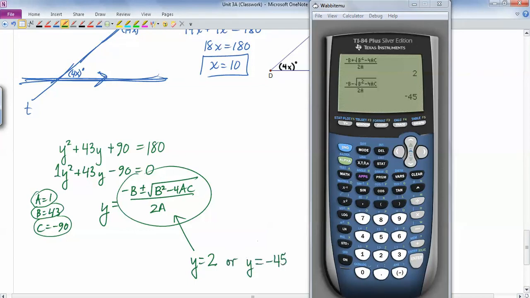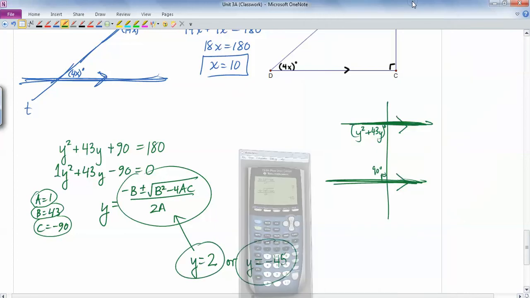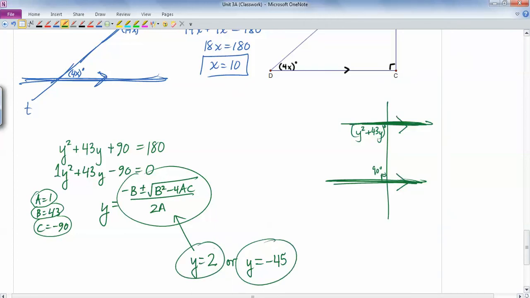Now the mistake a lot of students think is, that's got to be wrong. Well, let's check, right? So if I plug in 2 up here, I get 2 squared plus 43 times 2. 2 squared plus 43 times 2 ends up being 90. And that's good. That makes sense for that angle. It should be 90.